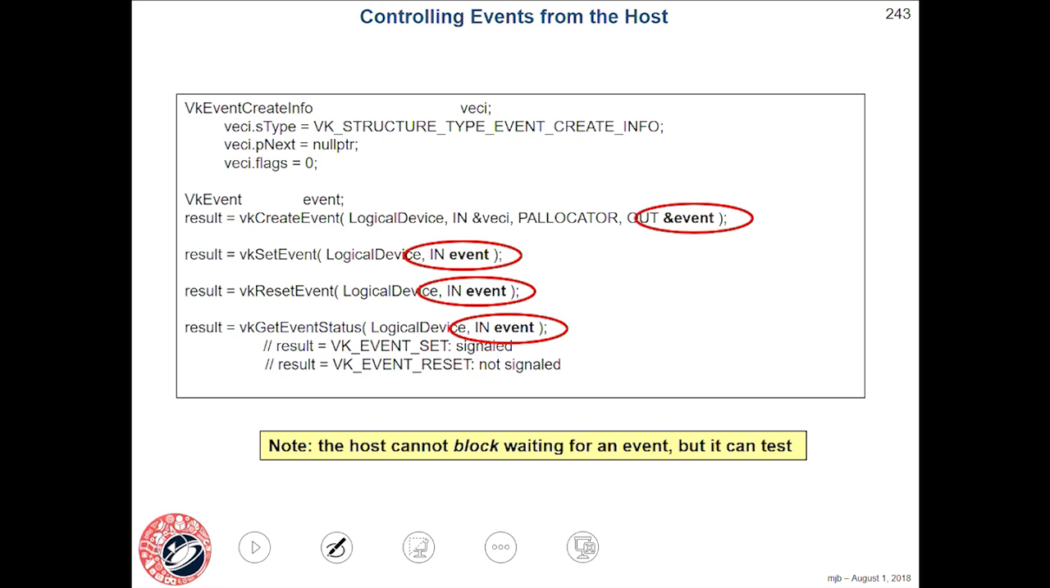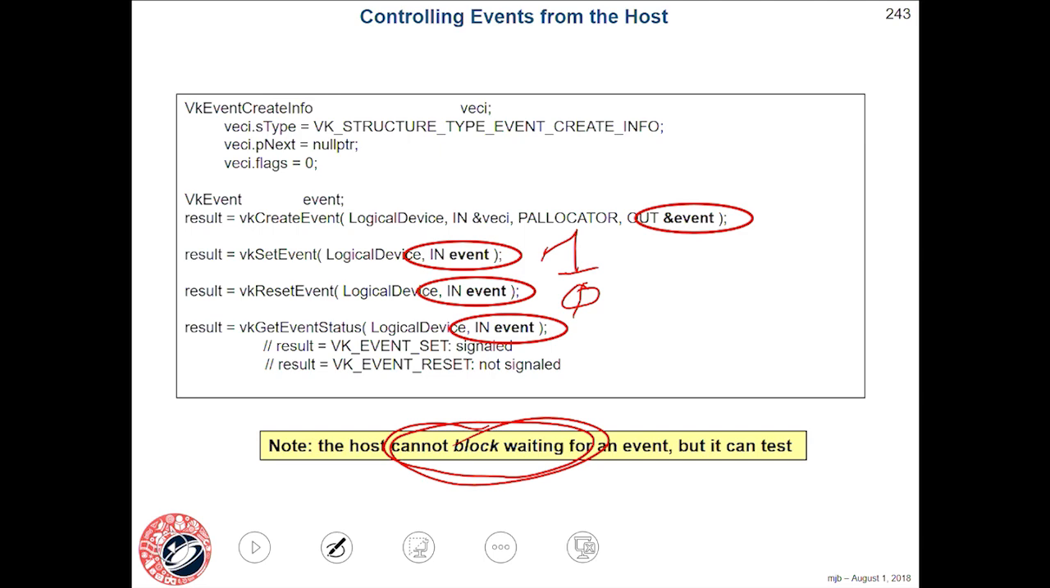So here's an example of controlling events from the host. We create an event. We set the event. This is like setting the event to 1. This is like setting the event to 0. And then at any point we want, we can get the event status. Okay? The host cannot block waiting for an event.